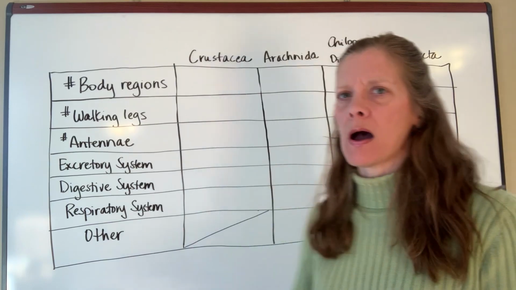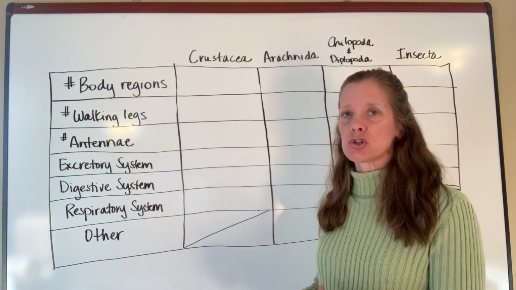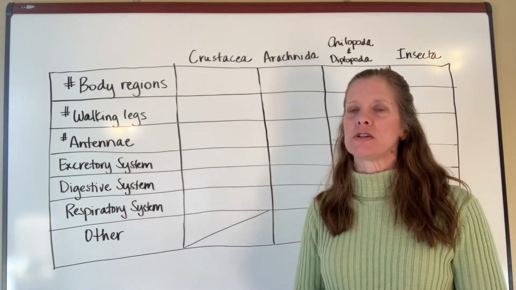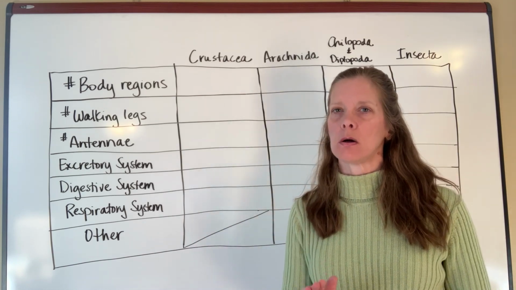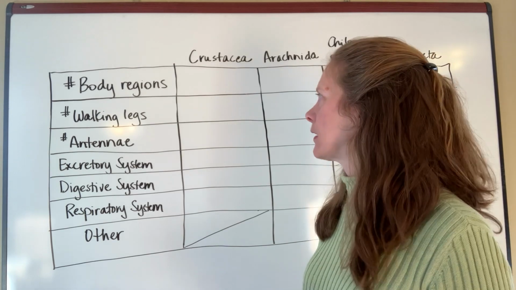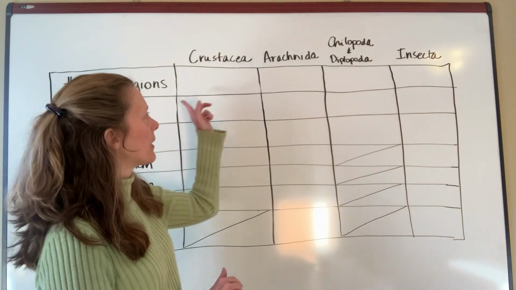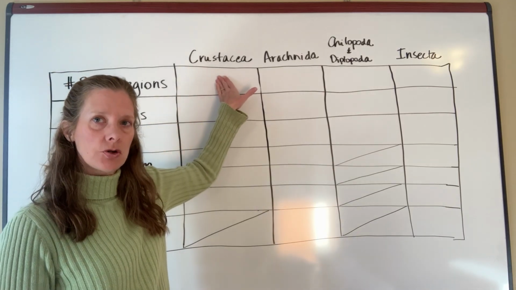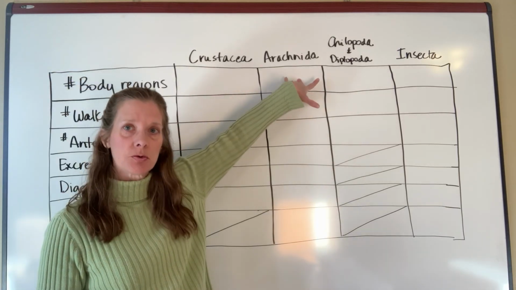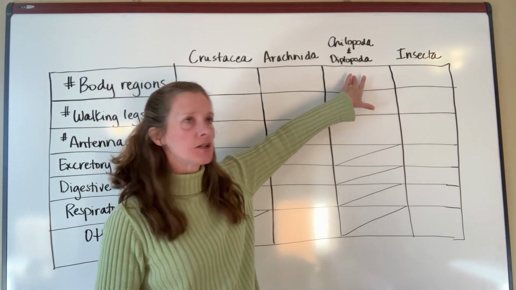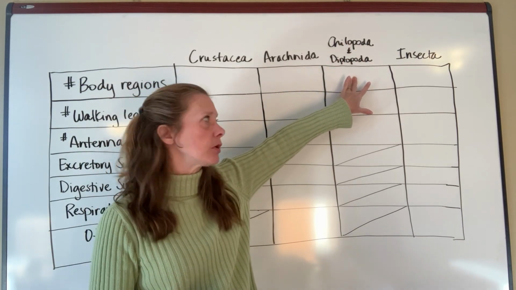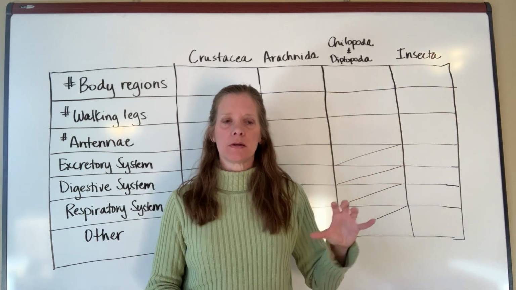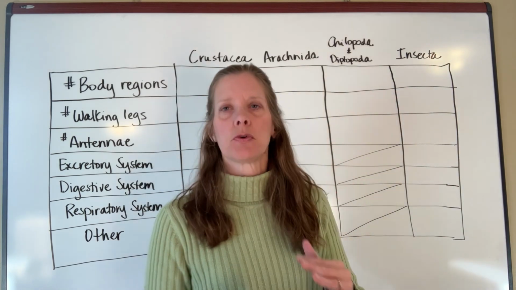So behind me on the board, I have a chart, and I will step out of the way here in a second so that you can see the whole thing at once, because you'll probably want to pause the video to be able to copy this chart down. But you can see that along the top, I've got the 4 classes that I just mentioned: the crustaceans, which includes your crayfish, your arachnids, which is your spiders, chilopods and diplopods, which is the centipedes and millipedes, and then your insects.